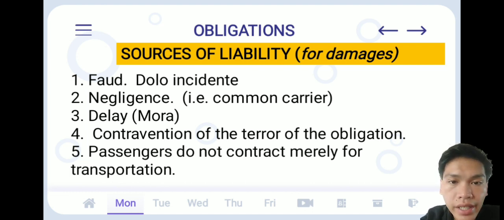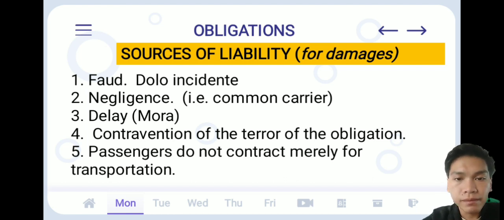So the second one is negligence. In the case of contracts, it is referred to as culpa contractual, the lack of diligence or carelessness. Negligence consists in the omission of that diligence which is required by the nature of the obligation and corresponds with the circumstances of the persons, of the time, and of the place.